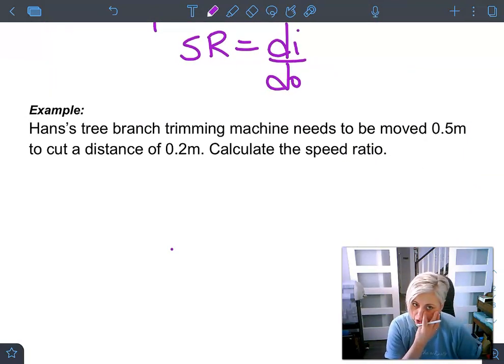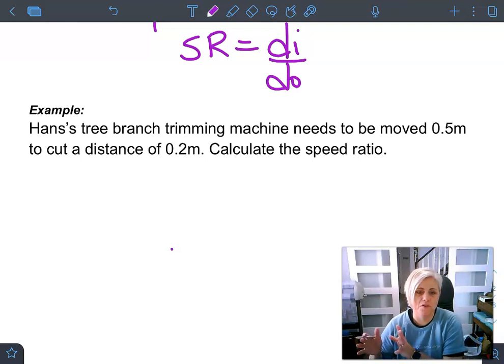So let's look at a sample. Han's tree branch trimming machine needs to be moved 0.5 meters to cut a distance of 0.2 meters. Calculate the speed ratio. So the machine itself has to be moved this far in order for it to cut only this far.